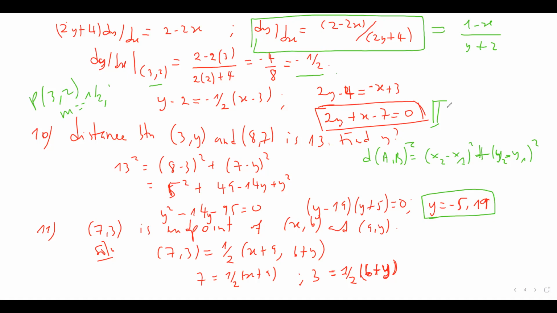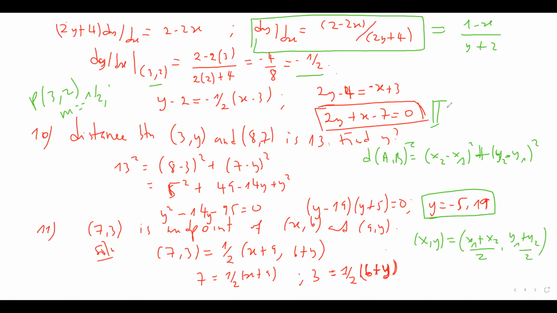Then question 11 was that if you have a line segment that connects (x, 6) and (9, y), which is bisected by the point (7, 3), then we can find the point x and y. Basically, you can reframe this question: the point (7, 3) is the midpoint of (x, 6) and (9, y). If it is the midpoint, then by the midpoint formula, we have (x, y) equal to ((x1 plus x2) over 2, (y1 plus y2) over 2).